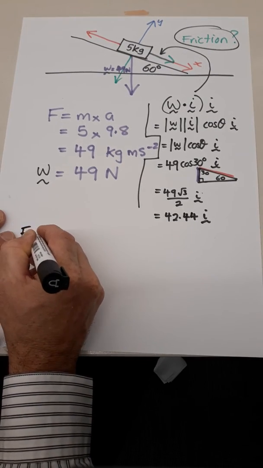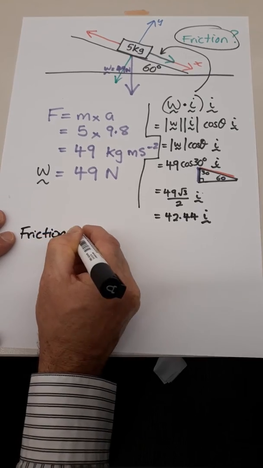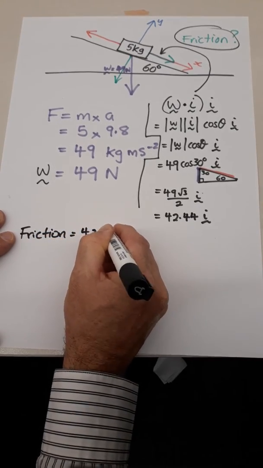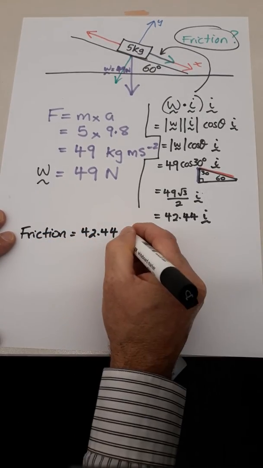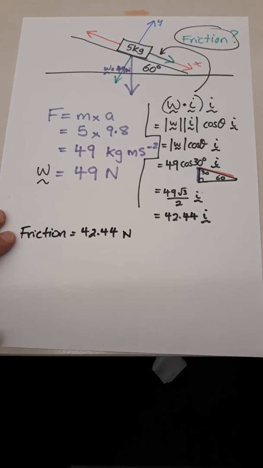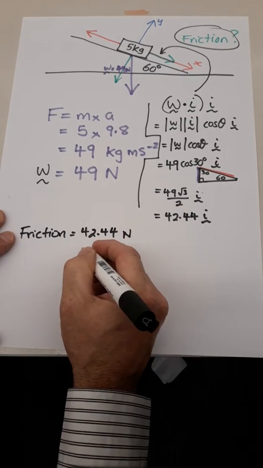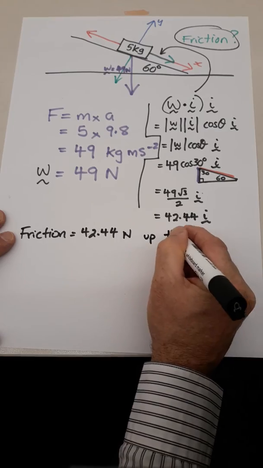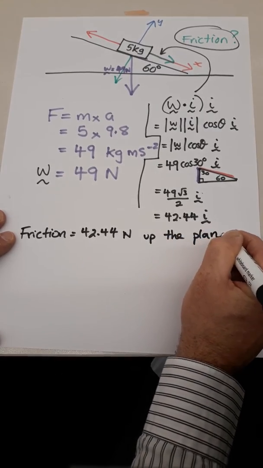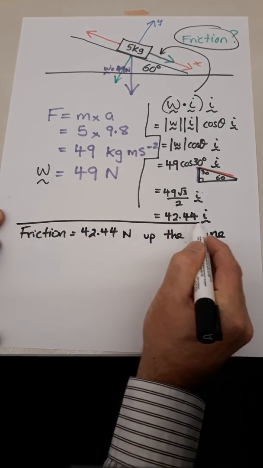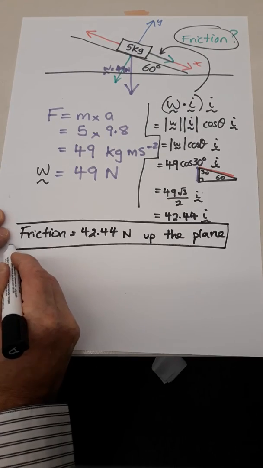The friction is 42.44 newtons. And what is its direction? It's acting up the plane. That's what the force of friction is that's happening here.